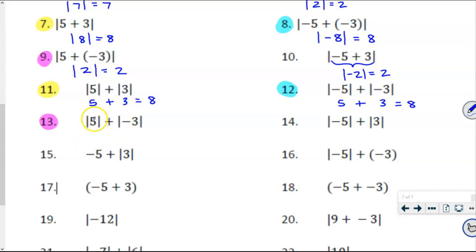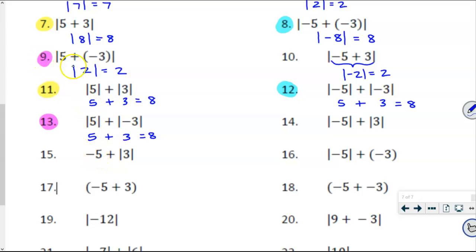The absolute value of 5 plus the absolute value of negative 3. The absolute value of 5 is 5. The absolute value of negative 3 is 3. And 5 plus 3 is equal to 8. Did it make a difference here?